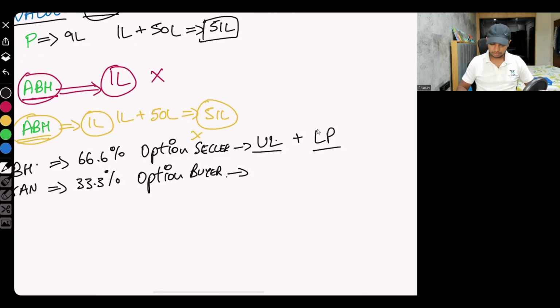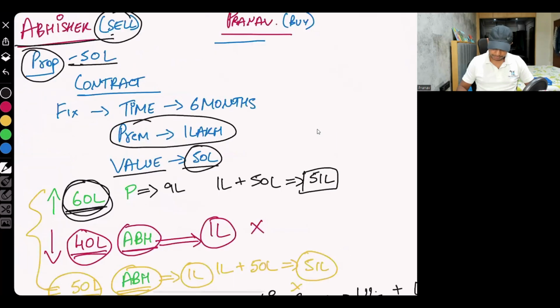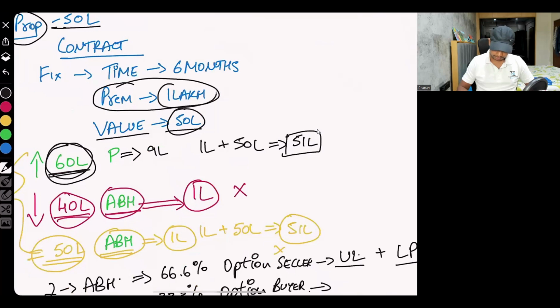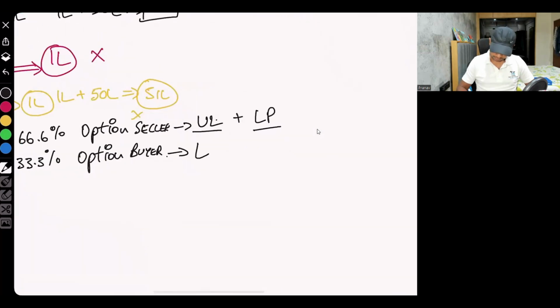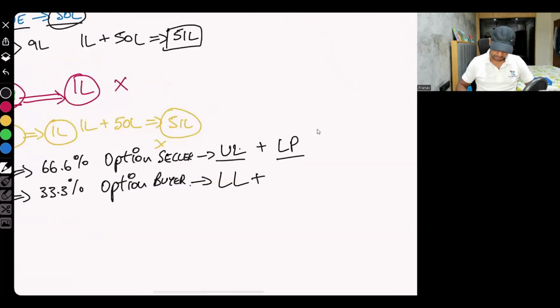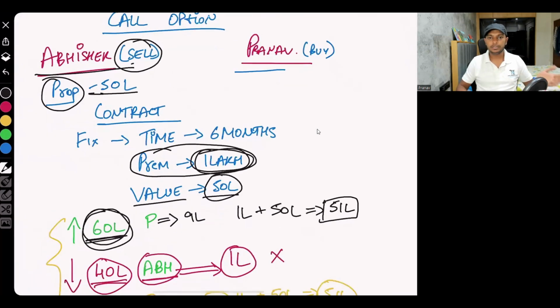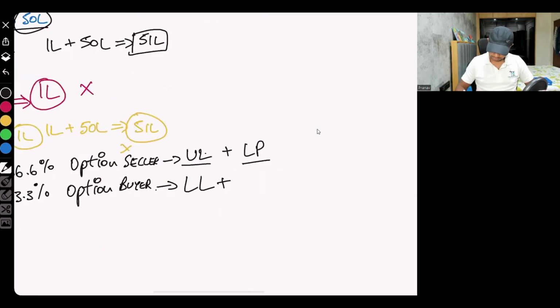Now let's look at the option buyer. For the option buyer, in simple terms, the highest loss that he could make is the 1 lakh rupees that he paid to the option seller, that is Abhishek. So Pranav paid only 1 lakh rupees to Abhishek. So the maximum he could have lost in this case is only 1 lakh rupees, which is limited loss. However, to the extent of how much Abhishek loses, Pranav has the capacity to make profits. So Pranav has an unlimited profit potential.